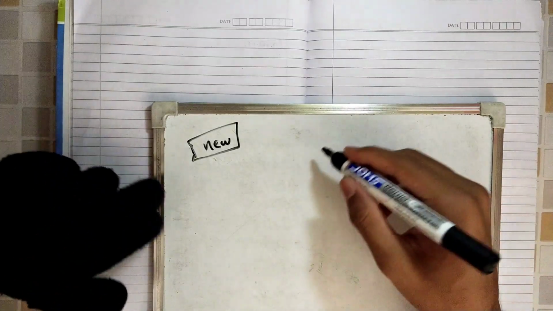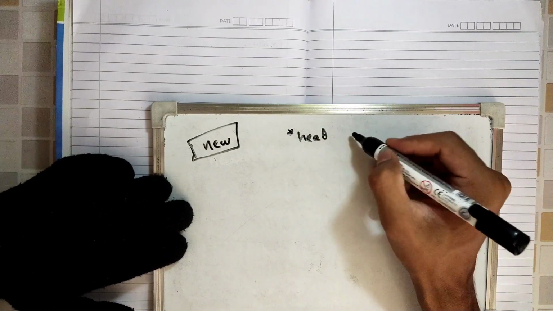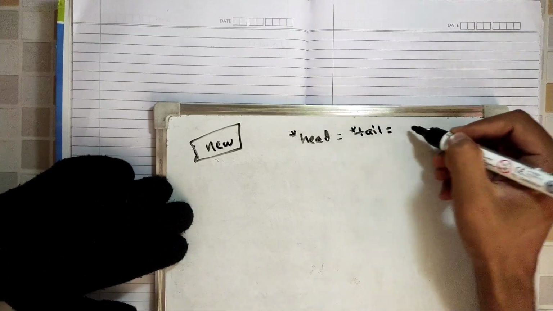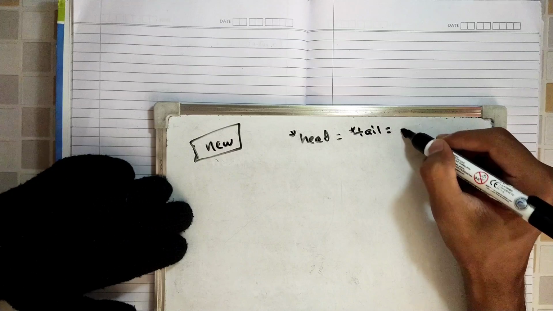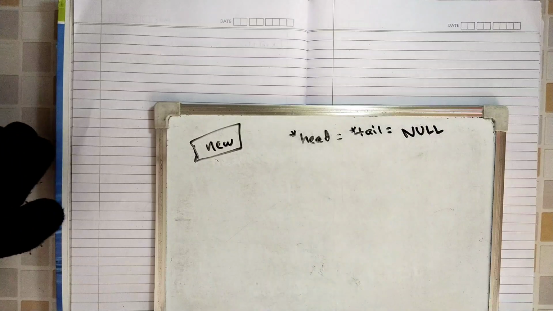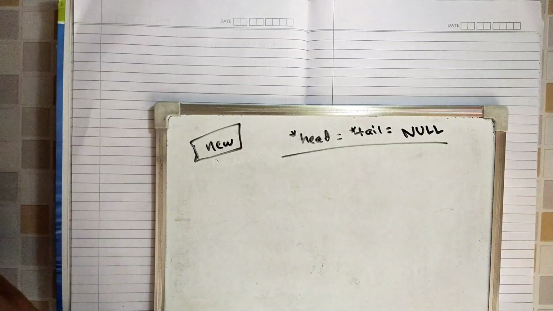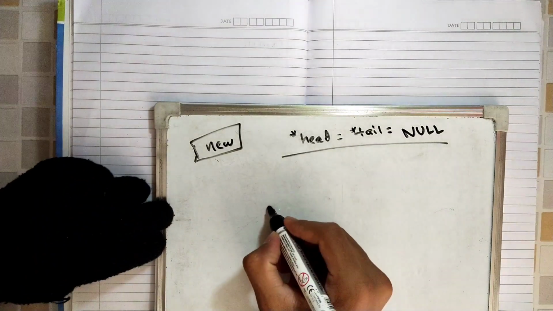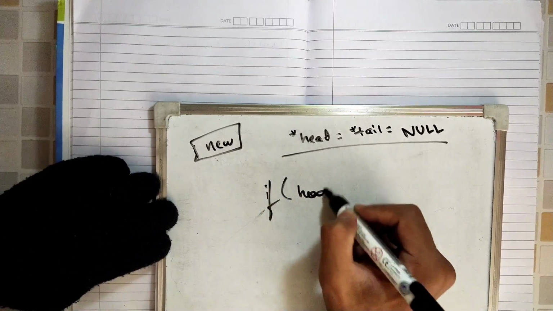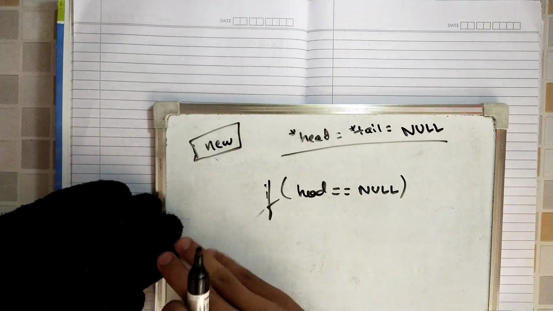Here we declare pointers. We will say head equals to star, here tail, equals to null. Head and tail I am declaring equals to null initially. This is a global declaration, it won't come under any function, it will be declared globally. So now for the linked list, if it is empty, what will happen? I will check a condition: if my head equals to null. If my head is null, what does this statement mean? That there is no list present.